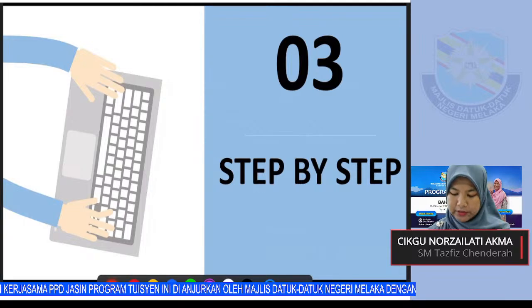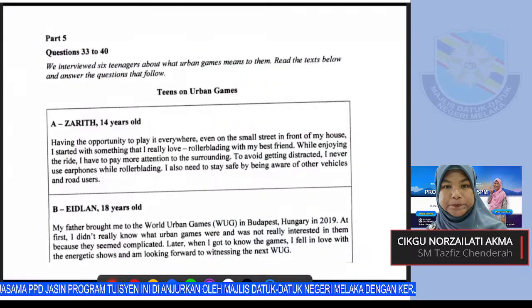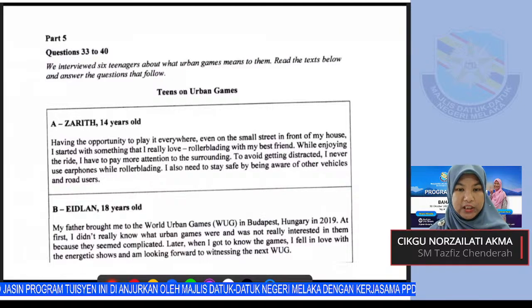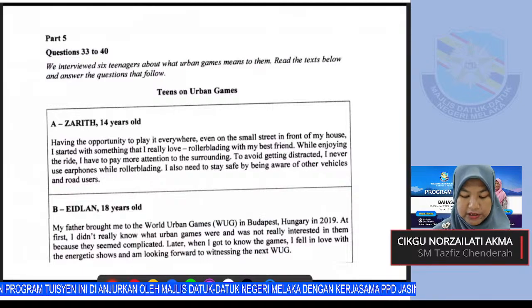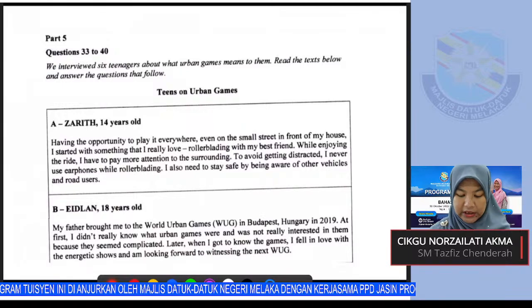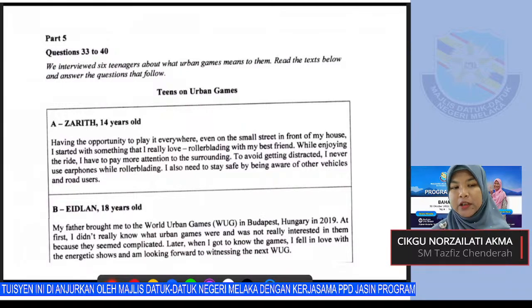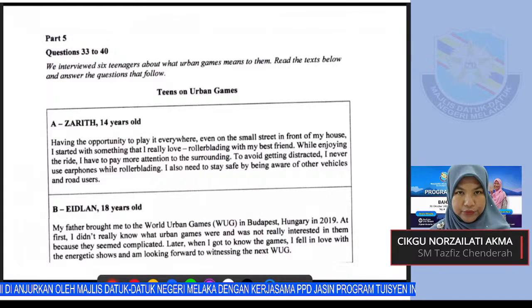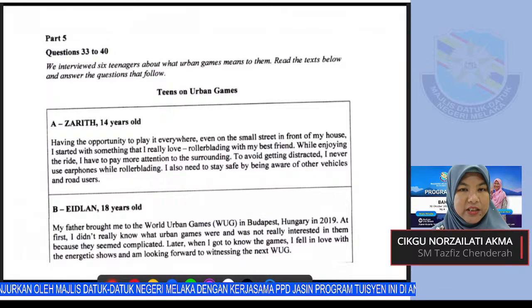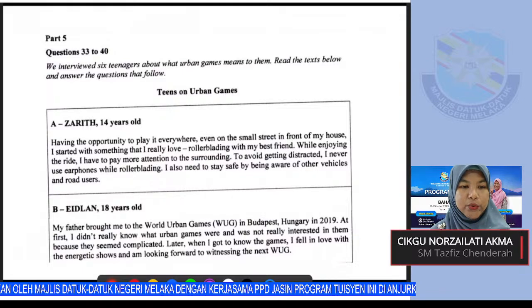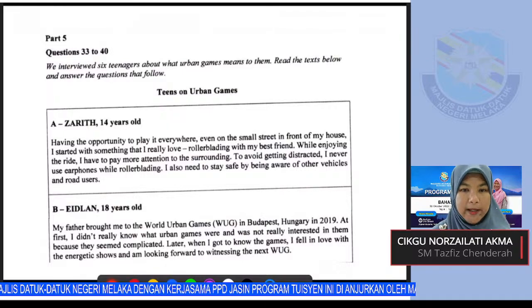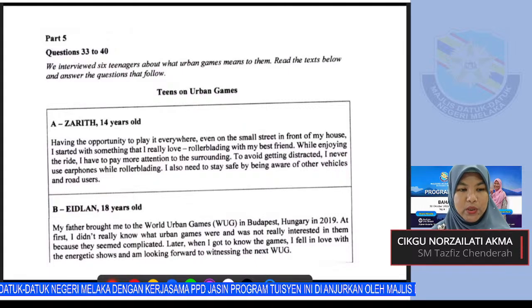First of all, the first step will be you need to read the rubric. The rubric here is very similar, the same as the sample. Part 5, questions 33 to 40. Let's read the rubric together. Questions 33 to 40. We interviewed 6 teenagers about what urban games mean to them. Read the text below and answer the questions that follow.